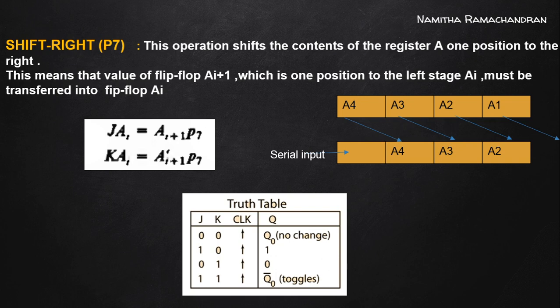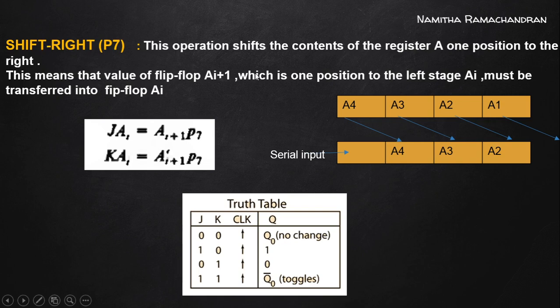The next is about the shift right operation, which is controlled by the control variable P7. Shift right operation means shift one position to the right of content present in the accumulator register. Suppose the accumulator register is of size 4. The positions are represented like A1, A2, A3, A4.